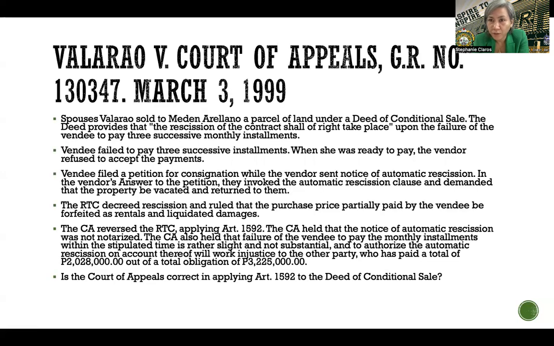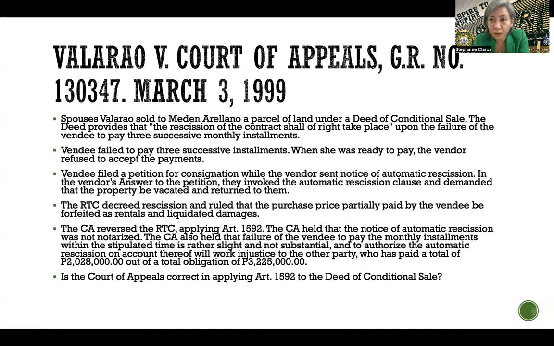So the illustrative case will be the case of Valarao versus Court of Appeals. So what happened in this case? The spouses Valarao sold to Meden Arellano a parcel of land under a deed of conditional sale. The deed provides expressly that the rescission of the contract shall of right take place upon failure of the vendee to pay 3 successive monthly installments.